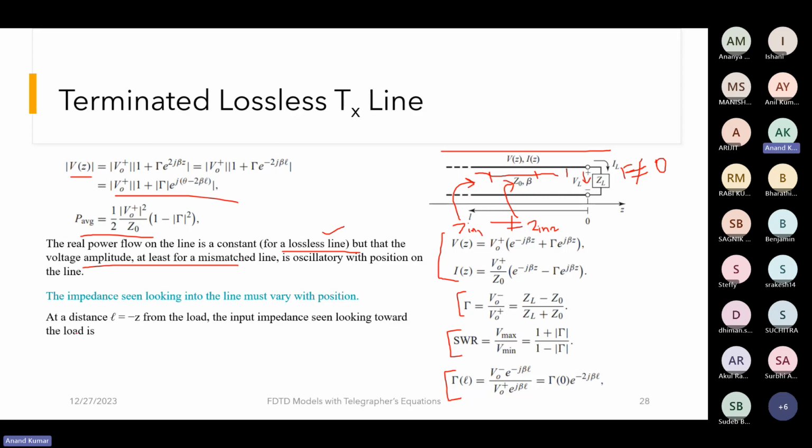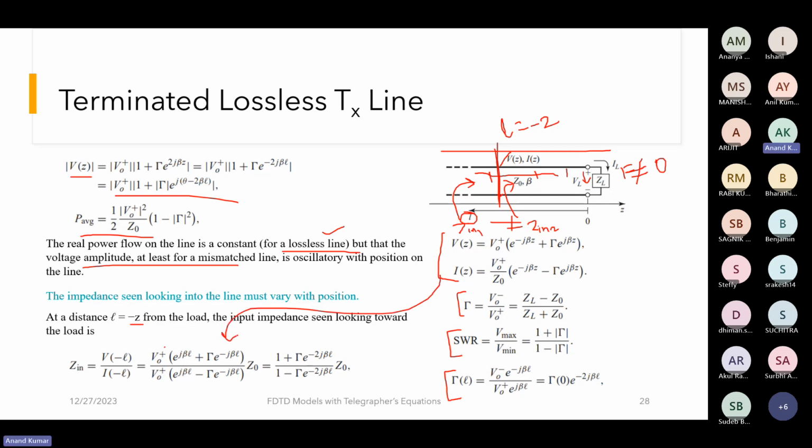So for example, solving for any distance l equals minus z from the load, the input impedance will be given as the ratio of voltage and current at that particular location. For example, if I'm looking at this location over here, this is l, which is equal to minus z. And the voltage value and current value, we can take its ratio, substitute these values from here and try to evaluate this. We'll end up with something looking like this in terms of the characteristic impedance, the reflection coefficient, the propagation constant, and the position of where we are trying to find out the input impedance.